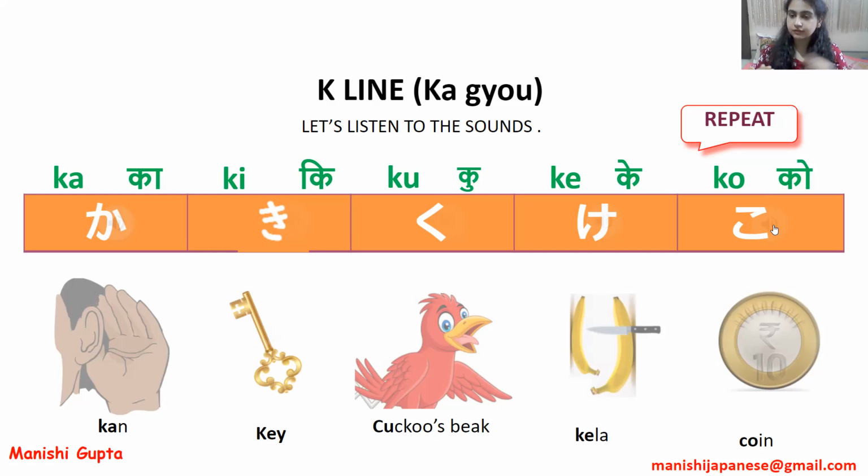If you put it together, it will be ka, ki, ku, ke, ko. Now, if you compare it with the vowels that we've already done, it was a, i, u, e, o. The order remains the same. Sounds are the same in the correct order. However, we are just putting the K sound before the vowels. So it becomes ka, ki, ku, ke, ko.